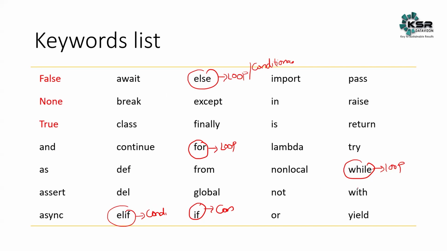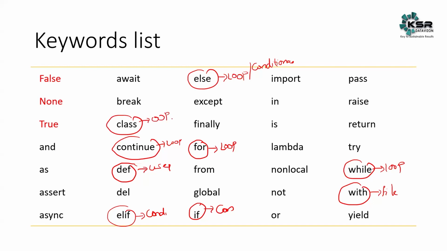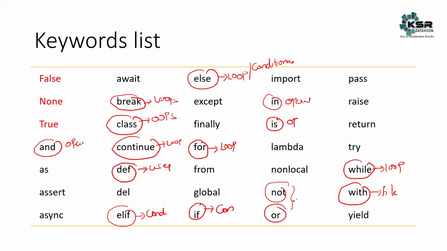Now, at the time of file handling, we use with. Def is for user defined functions. For is also a looping statement. For object oriented OOPS concepts, we use class. Break we use at the time of loops. And, in, or, not are operators basically. Return is used at the time of user defined functions, right?